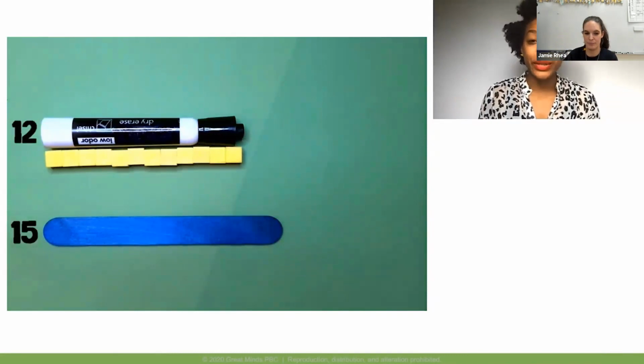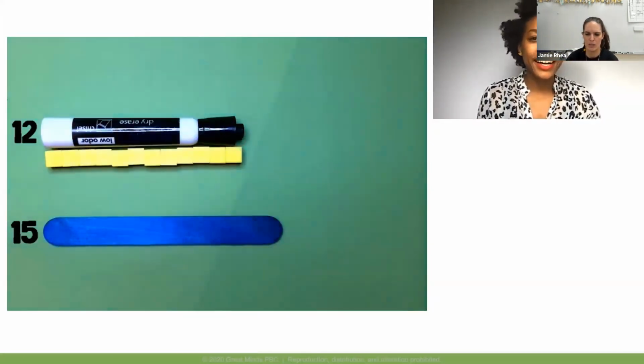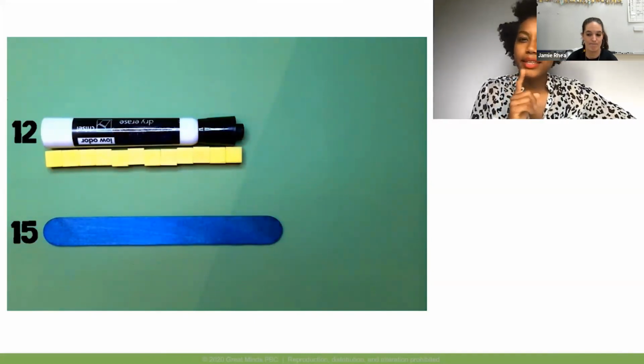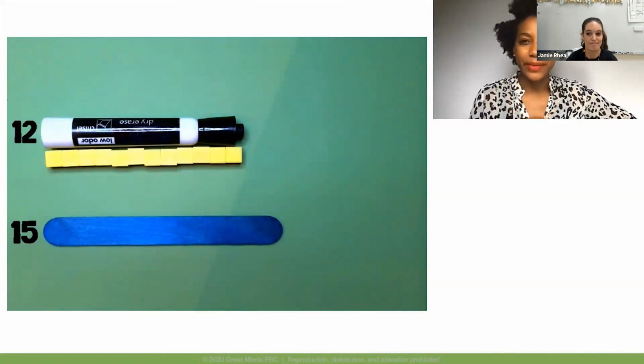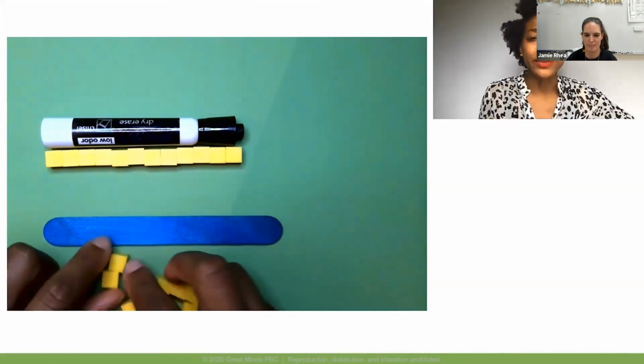Now I have 12 more centimeter cubes. Will that be enough to measure the craft stick? Right. The craft stick was 15 centimeters long. So we don't have enough centimeter cubes to completely measure the craft stick. Let me put these 12 centimeter cubes and then we'll get some more.